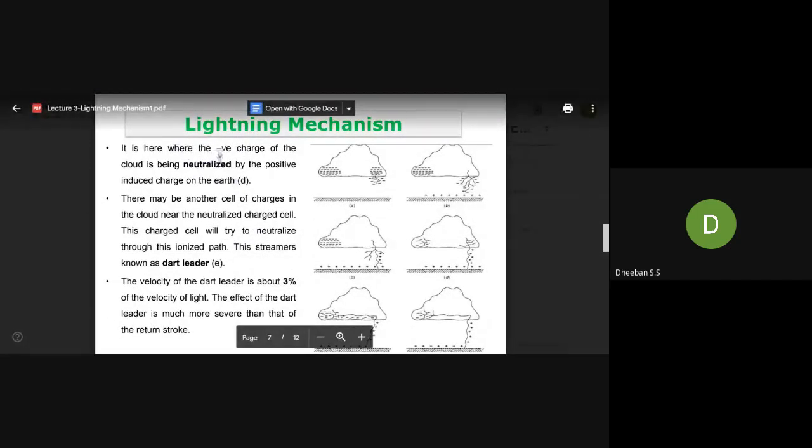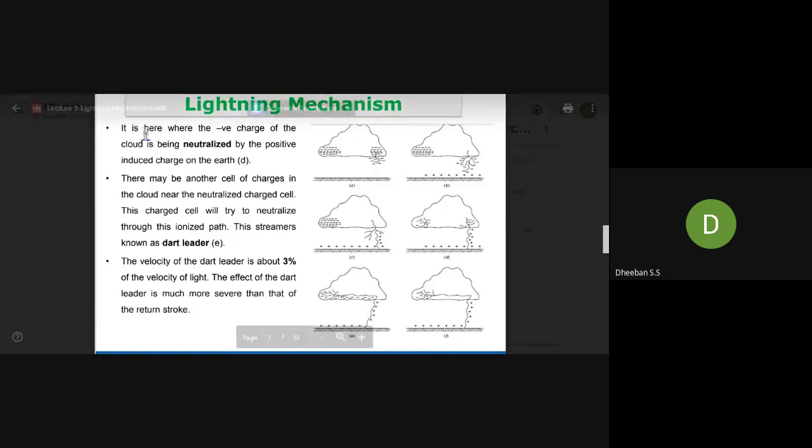So it is here where the negative charge of the cloud is being neutralized by the positive. Okay, as I said in the previous slide, there may be another cell of charges. That is the diagram E. Up to D is the lightning that you already know. There will be a return stroke, and the return stroke gets joined with your streamer to form the perfect lightning.